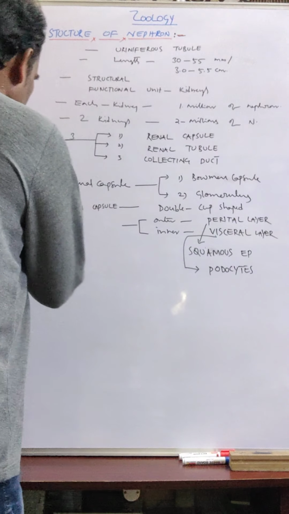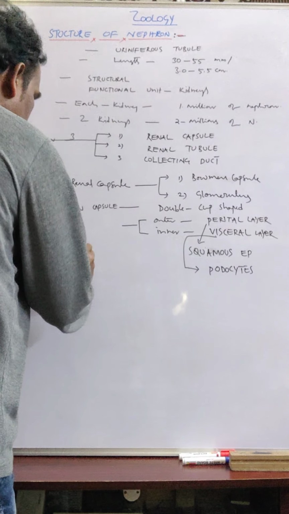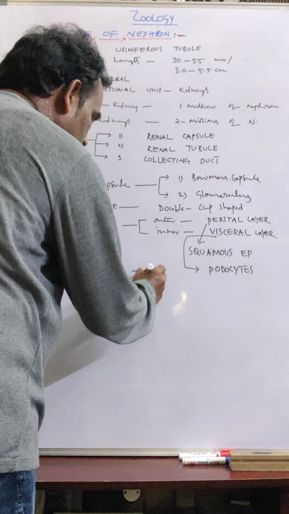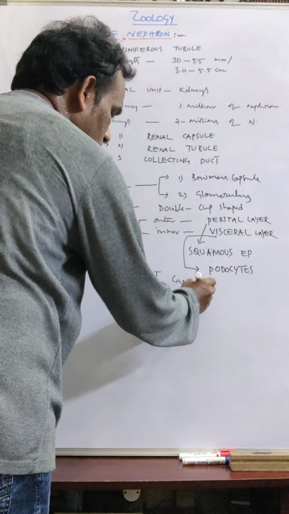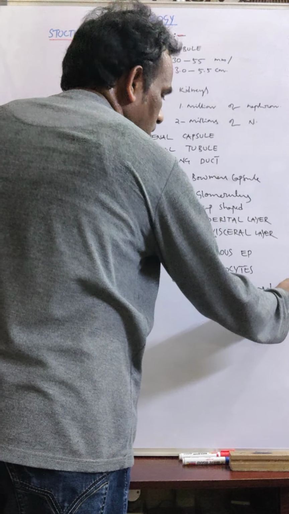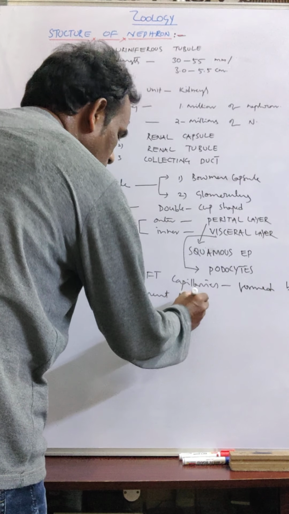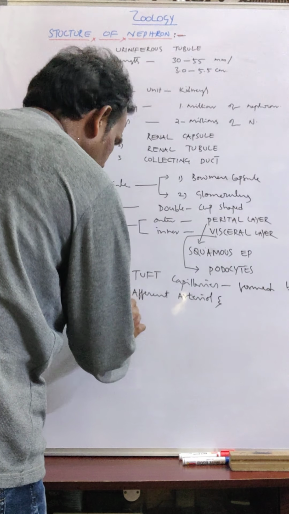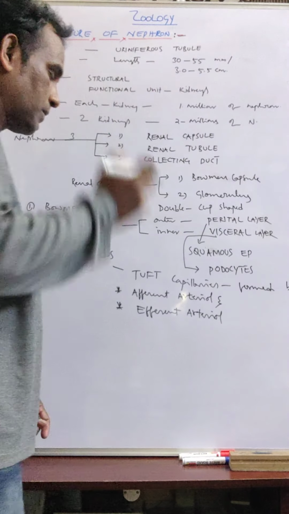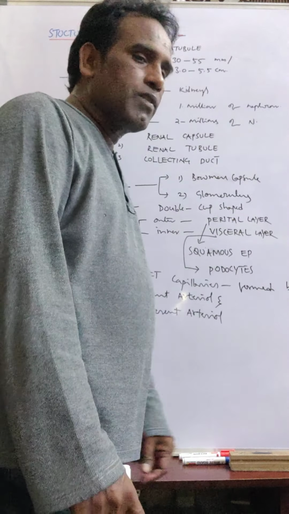Now coming to the glomerulus, the second part of the renal capsule. Glomerulus is a tuft of capillaries, formed by afferent and efferent arterioles. The afferent arteriole is the entry into this glomerulus, and the part that leaves it is called the efferent arteriole.